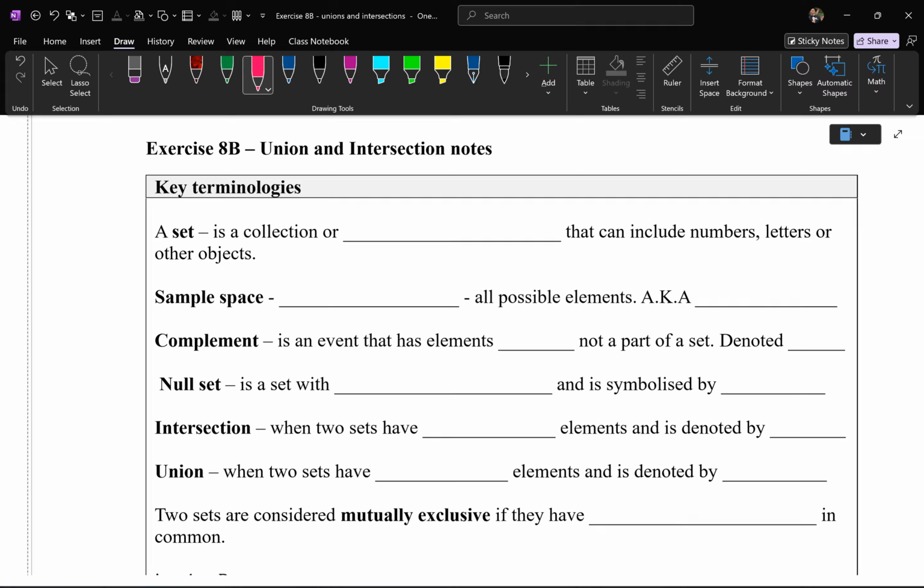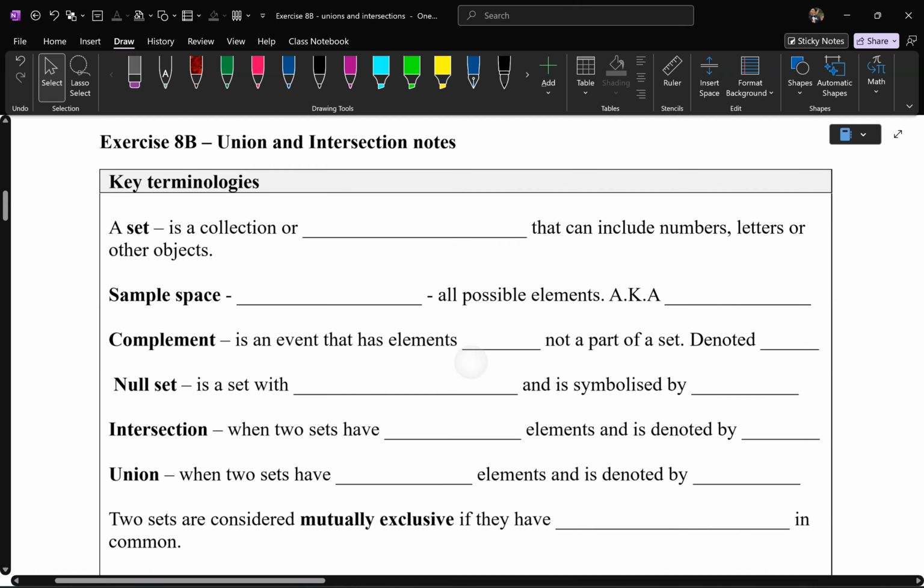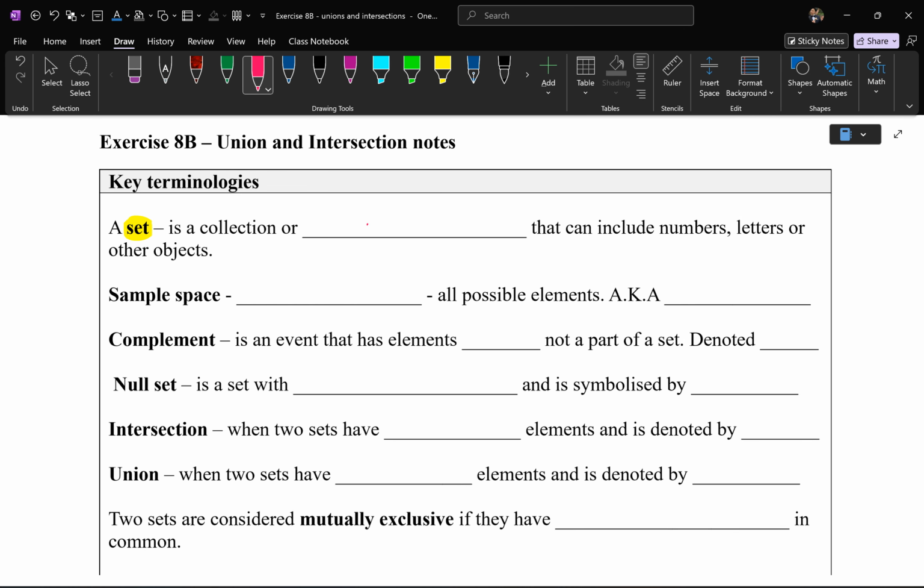So last lesson, we talked a bit on some terminologies, experimental versus theoretical probability. We did talk about a bit of the notations. Let's now look at a few more language or terminologies that we normally say when we're dealing with probability. A set. A set is a collection or group. Fill this in. Group that can include numbers, letters, or other objects. What's an example? Usually, and can you write this down as well? Usually denoted with a capital letter.